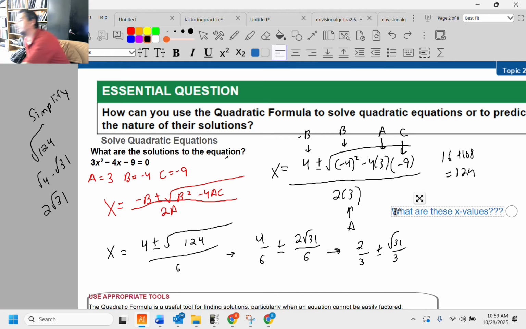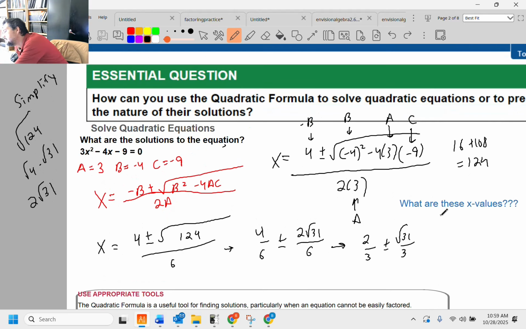And there's some vocabulary here. We call these zeros because they were set equal to 0, x-intercepts, and we also call them roots of the graph. They are the roots where you enter the ground beneath.